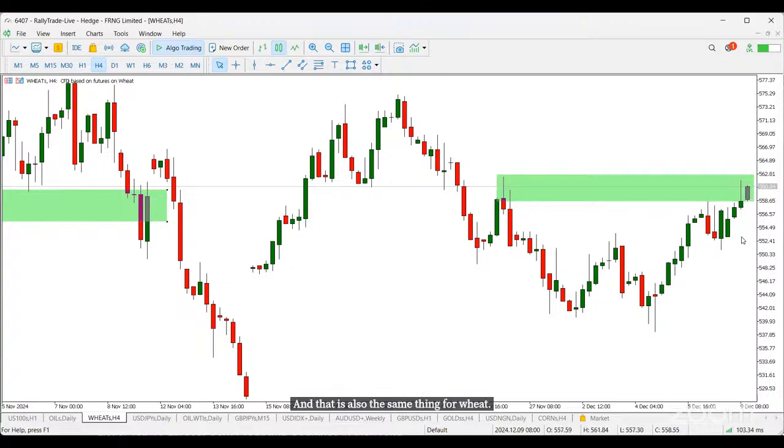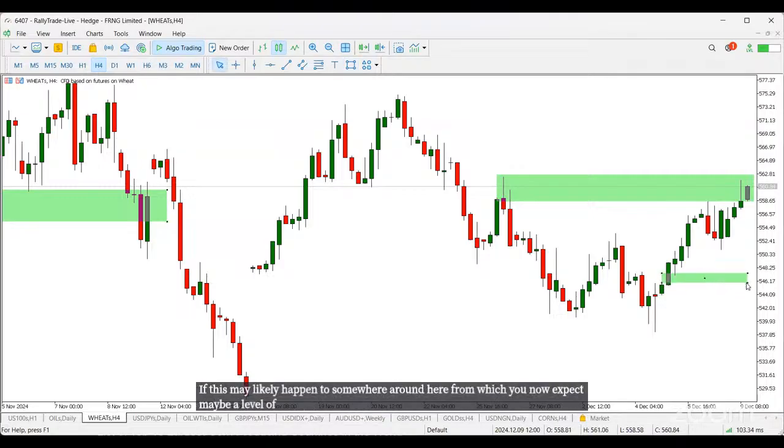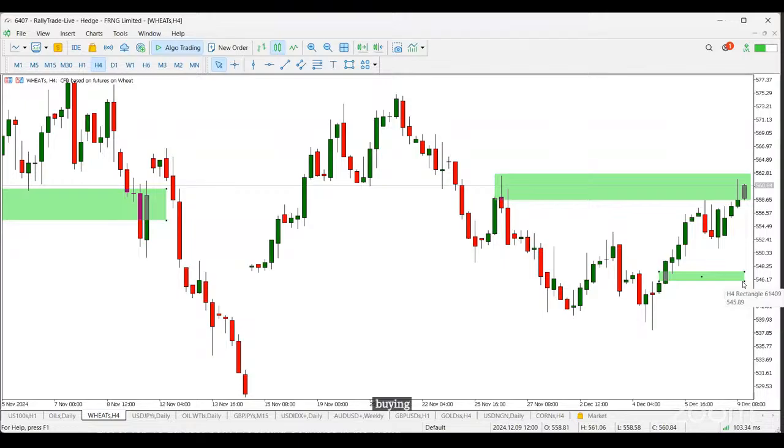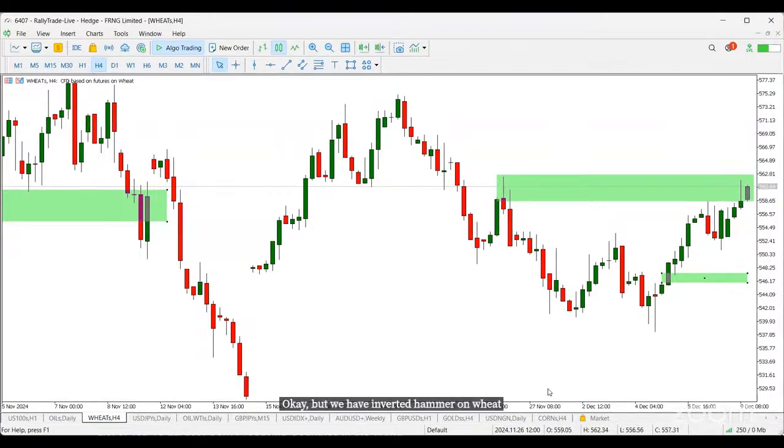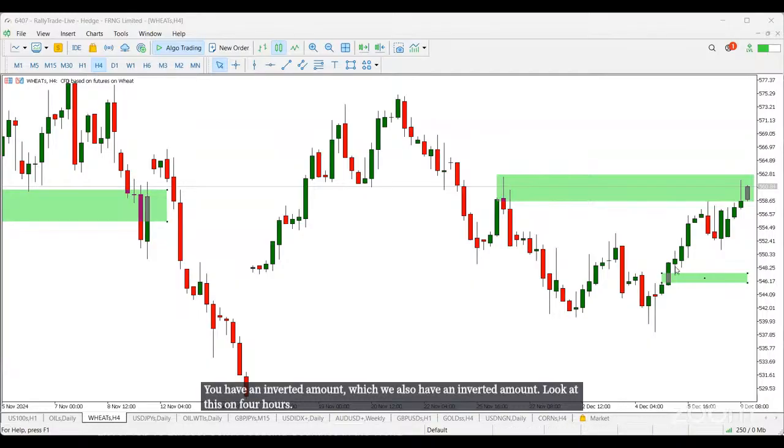If this retracement happens, it may likely happen to somewhere around here, from which you now expect maybe a level of buy in the market. Okay, but we have an inverted hammer on wheat. We also have an inverted hammer on corn. Look at this, on the 4 hours we have an inverted hammer. Look at that.